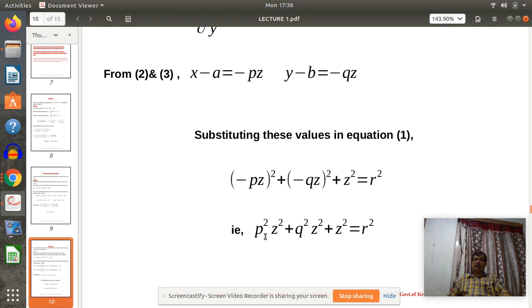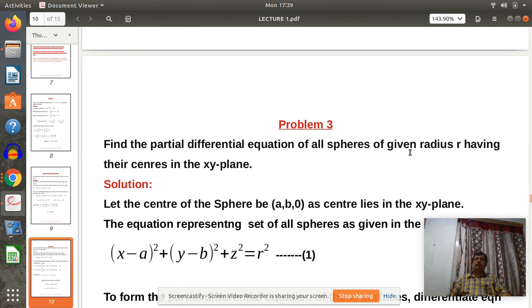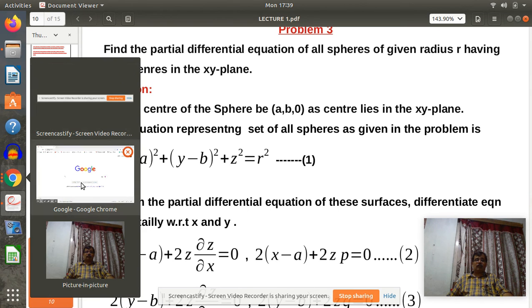That is p square z square plus q square z square plus z square equal to r square. Z square is common, so p square plus q square plus 1, the whole into z square, equal to r square. So that is the required partial differential equation, which can be deduced from this system of spheres. These are the cases for formulating a partial differential equation from a mathematical relation by eliminating arbitrary constants. With this, this lecture is over.